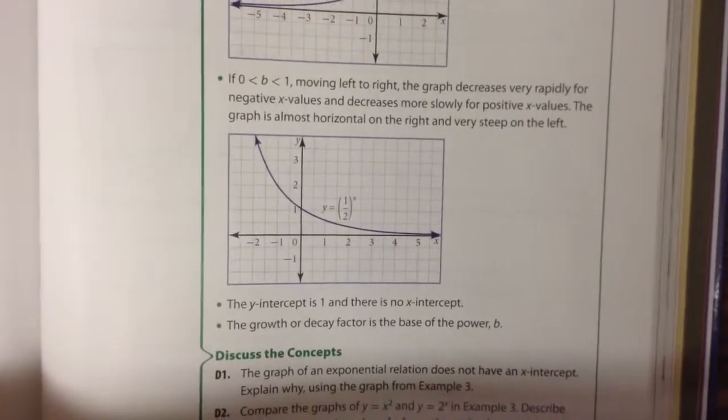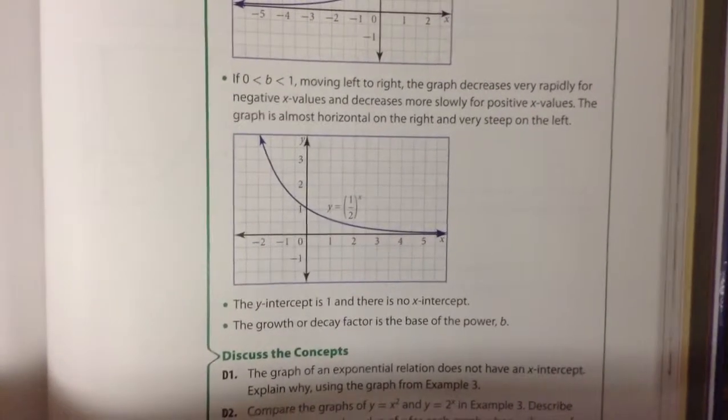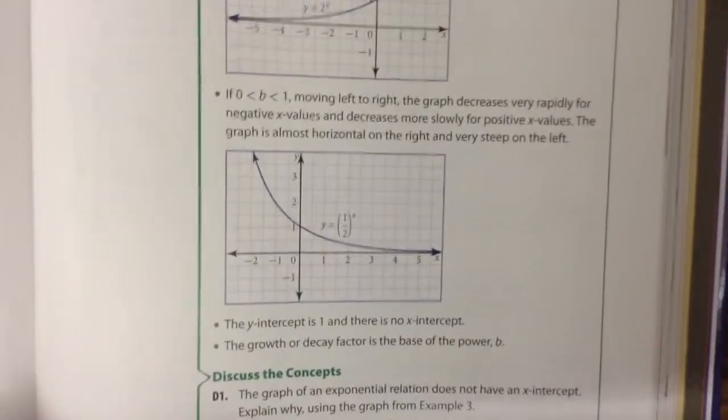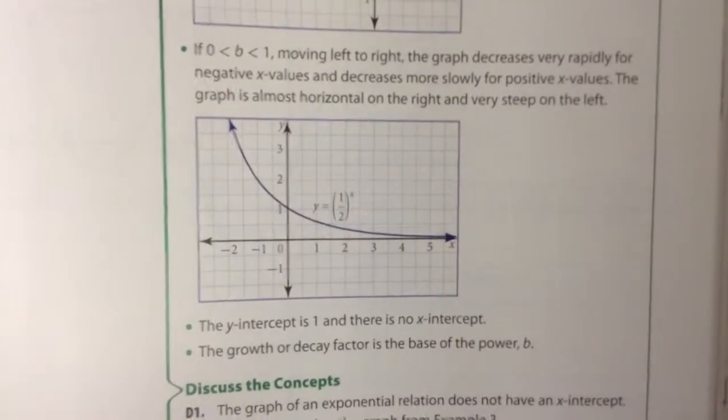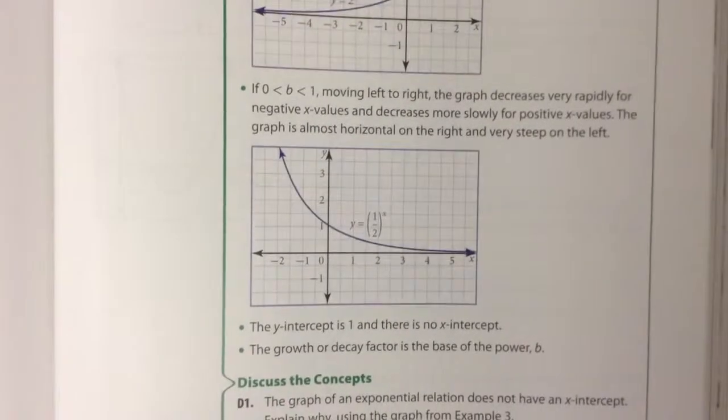The y-intercept is always 1. There is no x-intercept because it never crosses the x-axis. And for the growth factor, which is this graph, or the decay factor, which is this graph, the base is the base of the power, b.